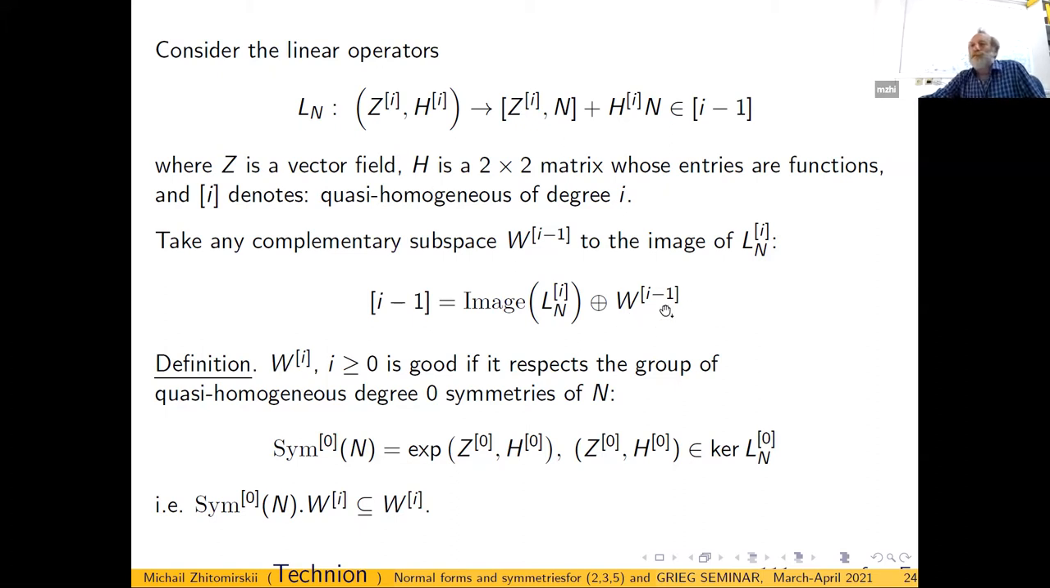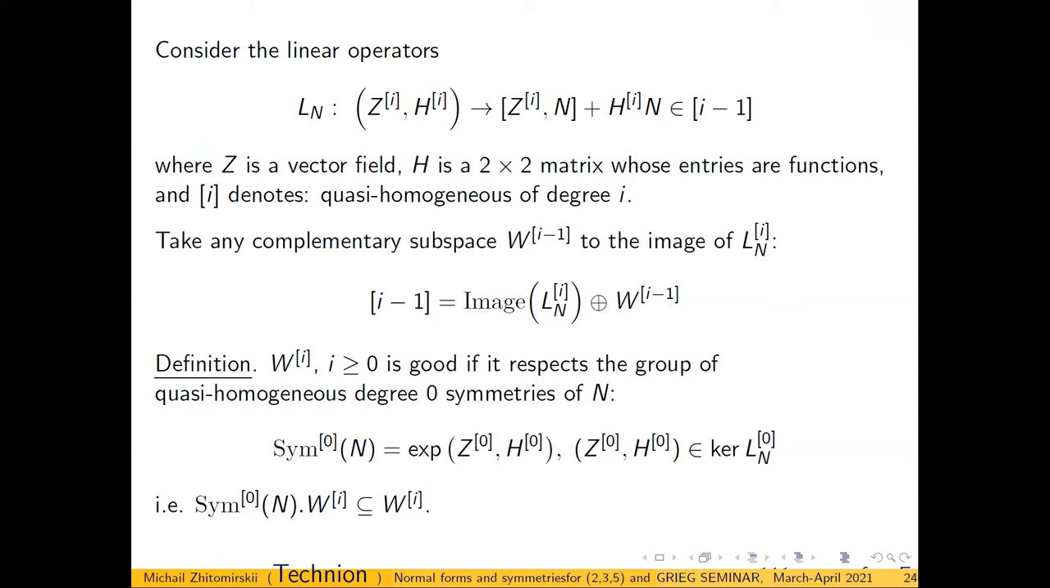There is always a complementary subspace, but now I will again pronounce the word good and the word bad. There are infinitely many choices for this subspace, but I will say that this complementary subspace is good if we respect the group of quasi-homogeneous degree zero symmetries of the symbol. It is a very important group. Group of symmetries, not infinitesimal symmetries, just symmetries of quasi-homogeneous degree zero. So what is it? This is the exponent of the kernel of LN restricted to quasi-homogeneous degree zero.